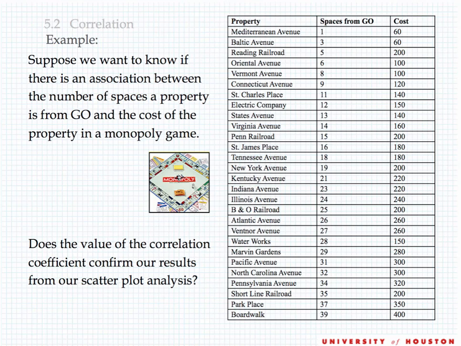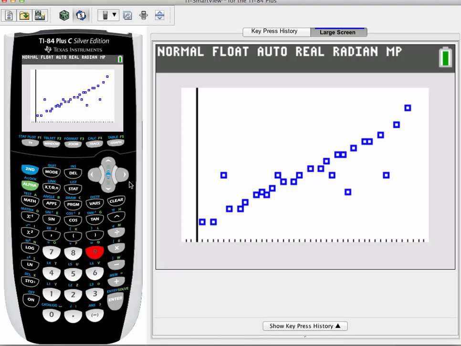So let's return to our example for the cost of properties related to the spaces they are from Go in a Monopoly game. Here is the scatter plot of the data. Now let's find the correlation for this data and see if it confirms the fact that this is a strong linear relationship. I'm going to quit out of this mode.